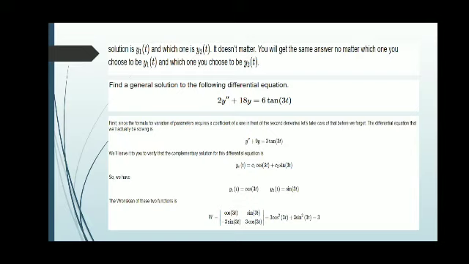The Wronskian of these two functions is equal to the determinant of cosine 3t, negative 3 sin 3t, sin 3t, 3 cosine 3t, which is equal to 3 cosine squared of 3t plus 3 sin squared of 3t, which is equal to 3.